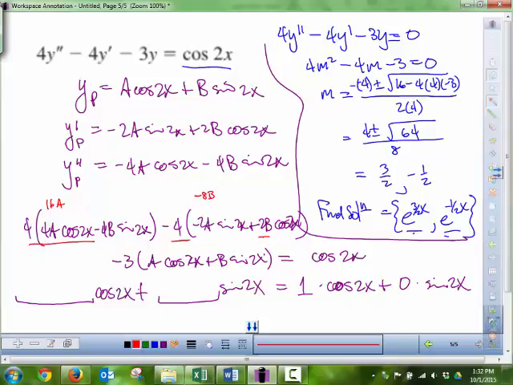Oh, I lost the negative sign. Thank you. Negative 16a, negative 8b, and then the cosine here is a negative 3a, negative 19a put together. I don't know anymore.